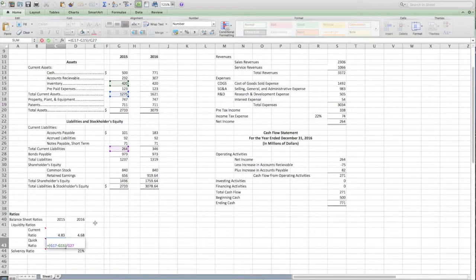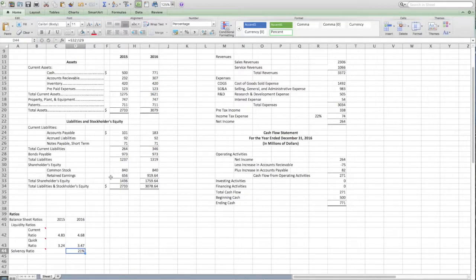You double click and it expands the formula, and then I'll just hit return. So you can see that's how the quick ratio is formed, and the same thing for these numbers here. It's just excluding the inventory and seeing if you still have enough money to pay your bills.